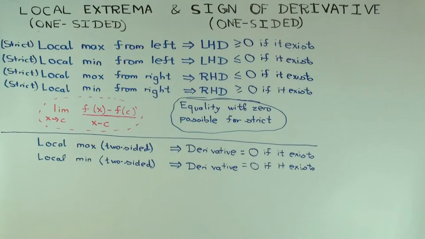And it's that fact that the conclusions are different in the two cases that actually helps you conclude that the derivative, two-sided derivative, if it exists, has to equal zero.